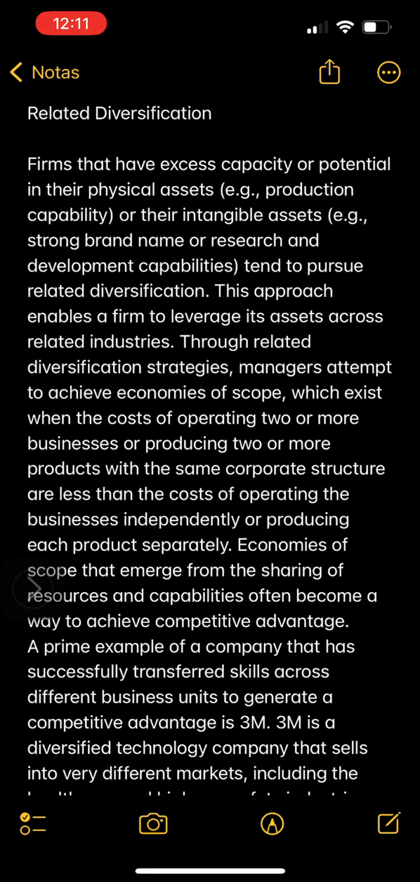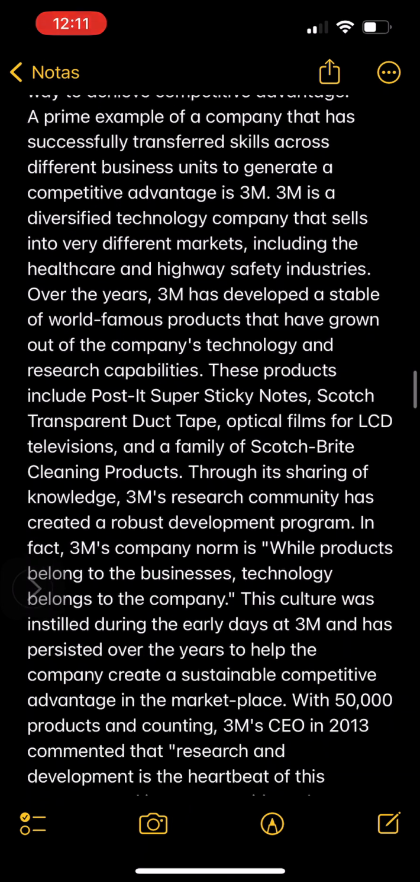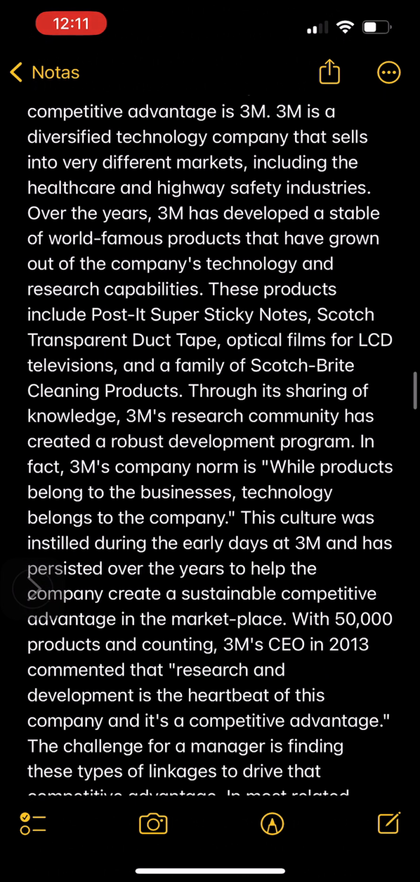A prime example of a company that has successfully transferred skills across different business units to generate a competitive advantage is 3M. 3M is a diversified technology company that sells into very different markets, including the healthcare and highway safety industries. Over the years, 3M has developed a stable of world-famous products that have grown out of the company's technology and research capabilities.